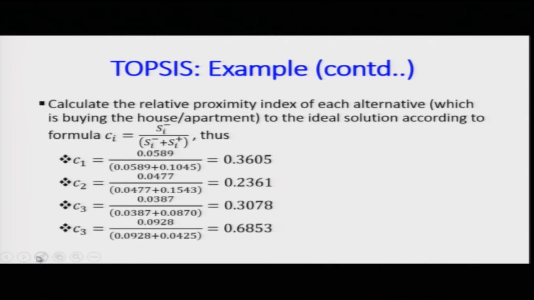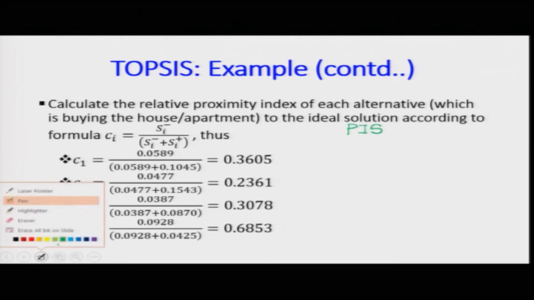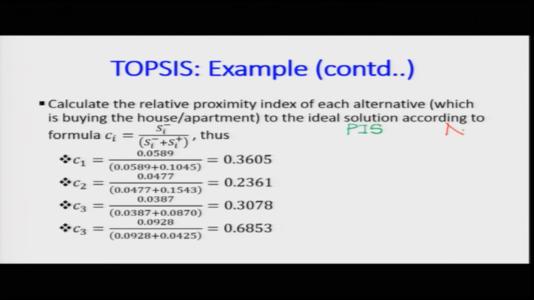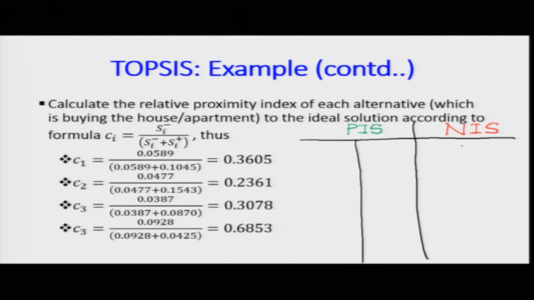Now, let me do the writing again. Whatever I have said, if I write it down, it will be easy for us to understand. There were again 4 columns which I mentioned. Let me mention them as positive solution, negative ideal solution. So, this is the column where I have divided them into 2 parts. Then under each I divide into 2 parts. What are these? Let me talk.